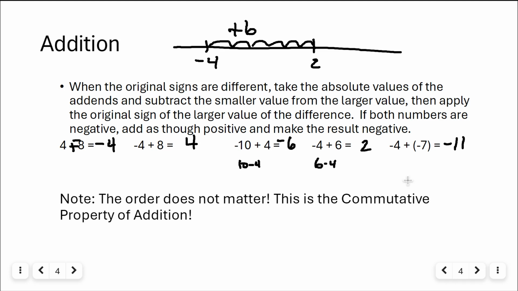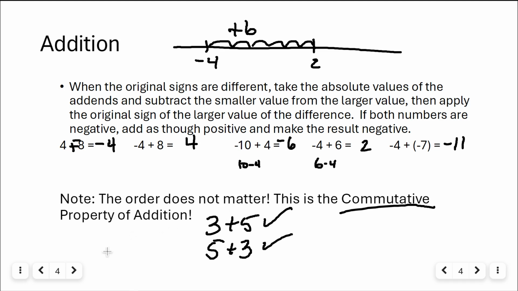All right. So again, the order in which I'm adding these numbers doesn't matter. That's called the commutative property. It just says that, hey, if you have two numbers and you add them, 3 plus 5, that's the same thing as 5 plus 3. These two are the same. Doesn't matter which way you do it. All right. That's the commutative property of addition. It's important.